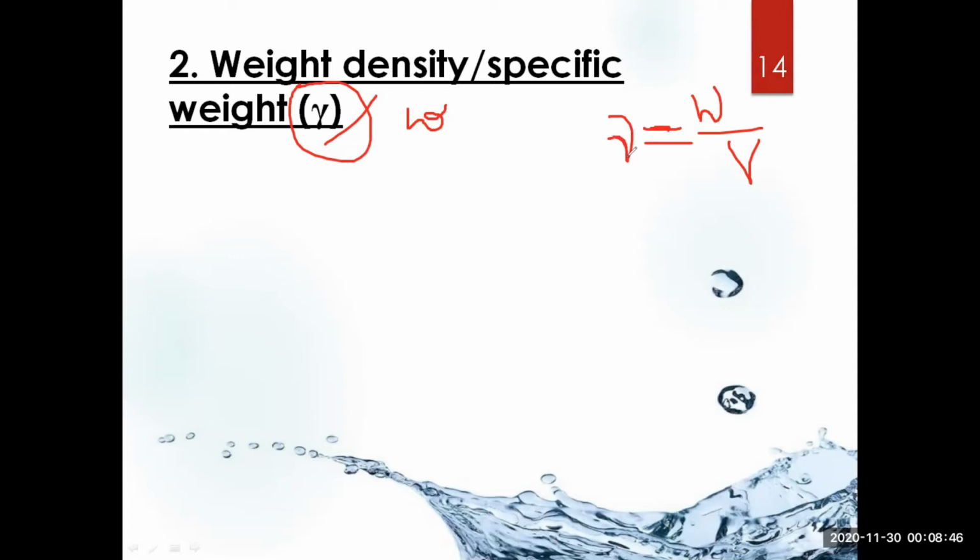So this formula is gamma is equal to W by V, where this is a capital W, don't confuse it with the small w. Small w is also denoted for weight density or specific weight. Capital W is the weight. We know the SI unit for weight density or specific weight is Newton per meter cube. For weight, the unit is Newton, and for volume, the unit is meter cube. So the SI unit for weight density is Newton per meter cube.